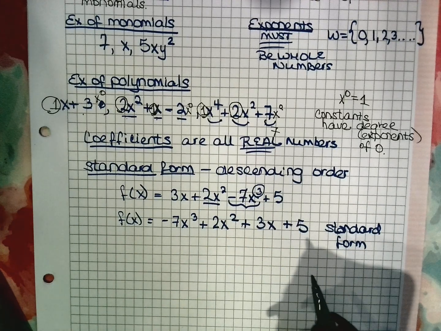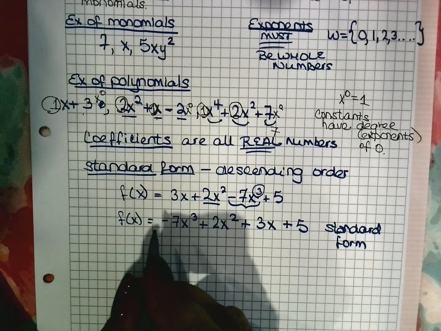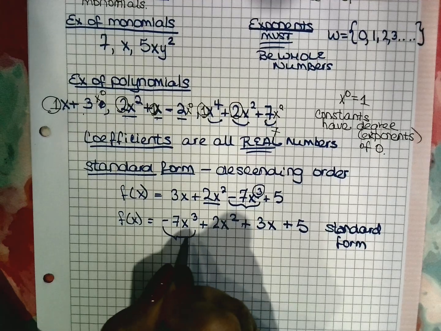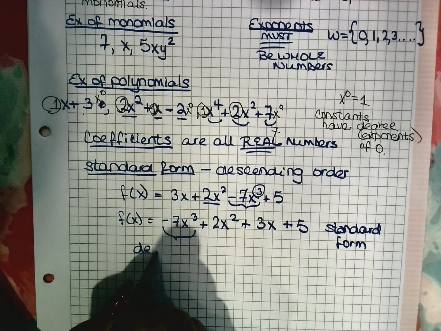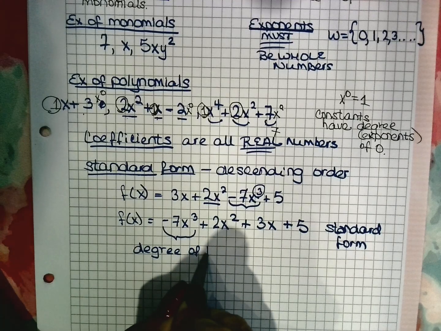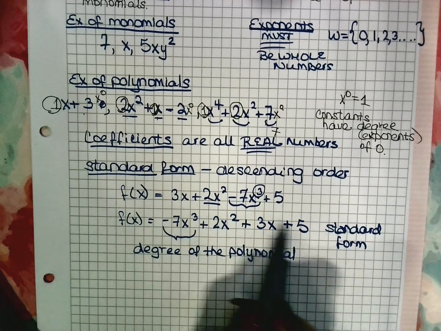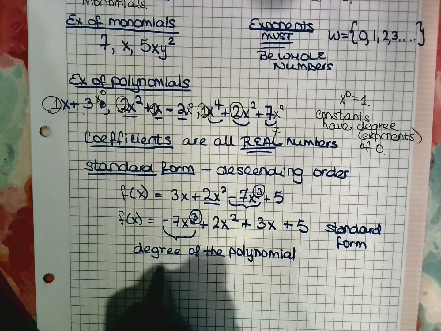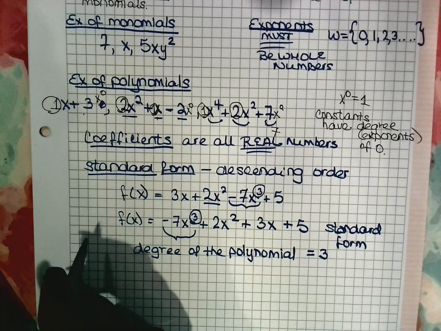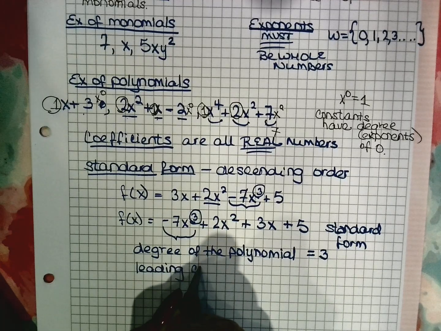Now, when you have this polynomial in standard form, this very first term is going to contain the degree of the polynomial. The degree of the polynomial is the biggest exponent there in your entire polynomial. So obviously 3. So the degree of this polynomial is 3. And it's also going to contain the leading coefficient.